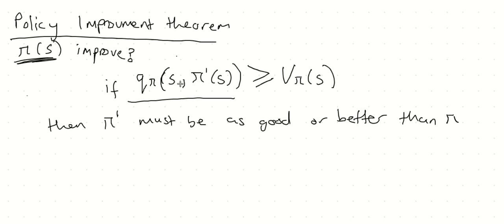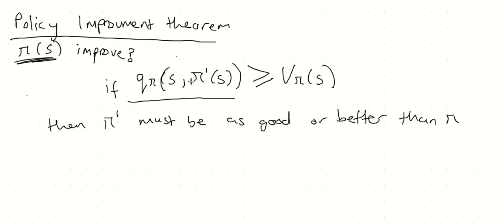So if we make a change in just one state, where we follow pi prime in this state and then after that continue following pi, then that means that pi prime must be at least as good as pi. That's how we improve the policy. That's what it means to improve the policy in this sense.